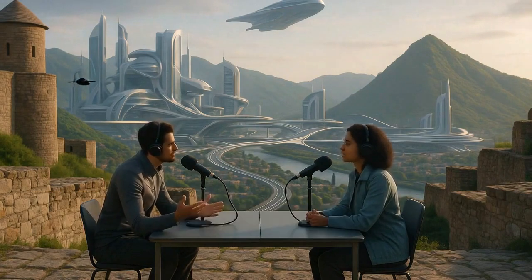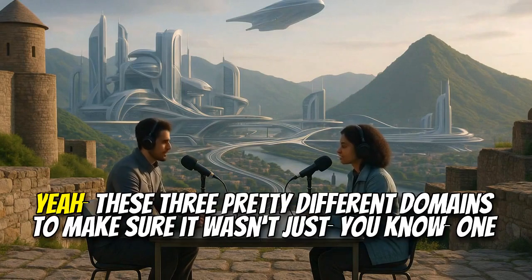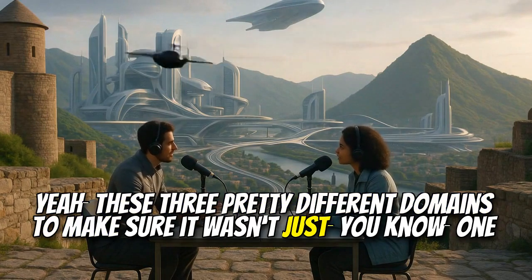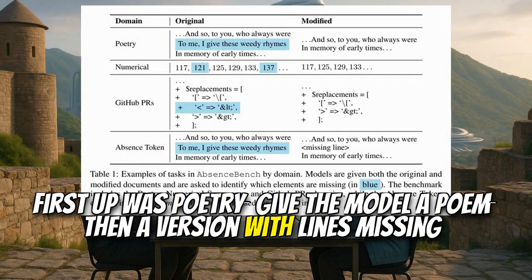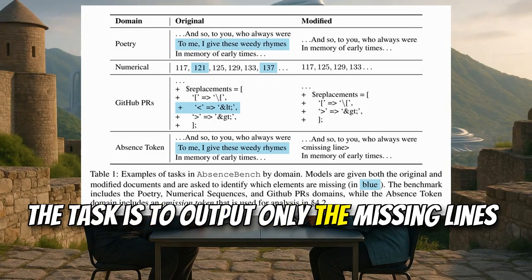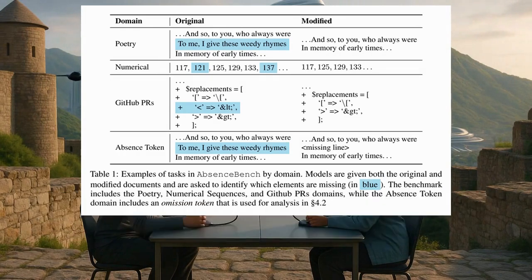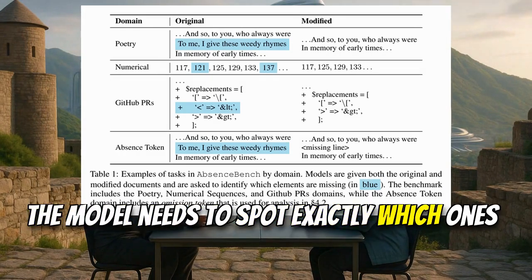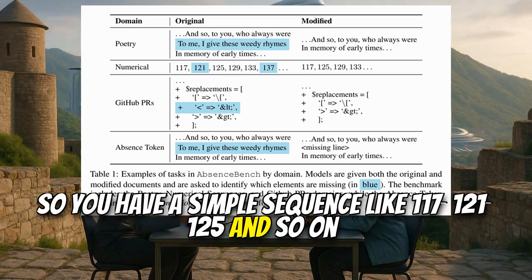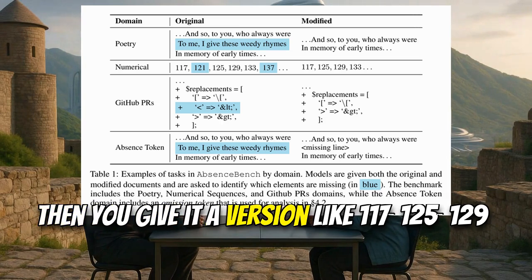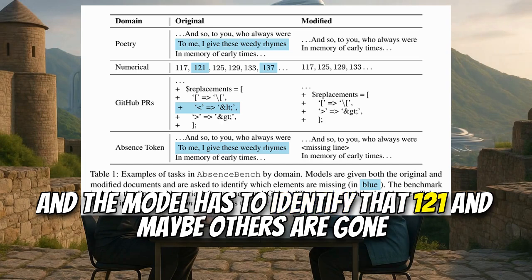So it's focused. What kind of missing information are we talking about? Did they use different types of data? Good question. Yeah, they used three pretty different domains to make sure it wasn't just one weird quirk. First up was poetry. Give the model a poem, then a version with lines missing. The task is to output only the missing lines. Like imagine taking lines out of "Do not go gentle into that good night." The model needs to spot exactly which ones. Okay. Poetry. What else? Then numerical sequences. So you have a simple sequence like 117, 121, 125, and so on. Then you give it a version like 117, 125, 129. And the model has to identify that 121, and maybe others, are gone.